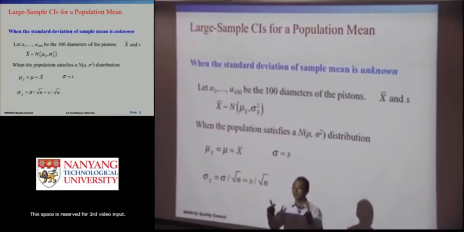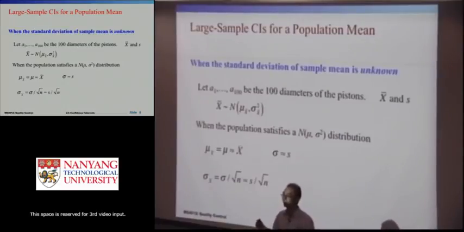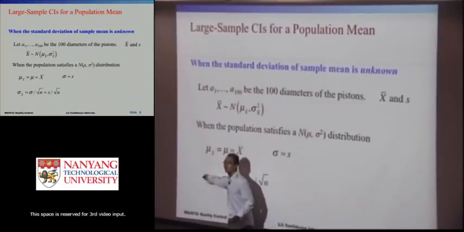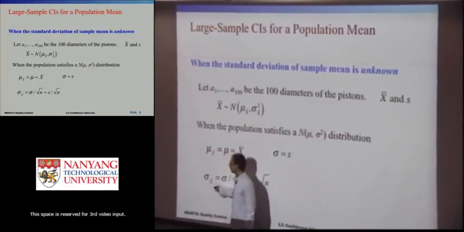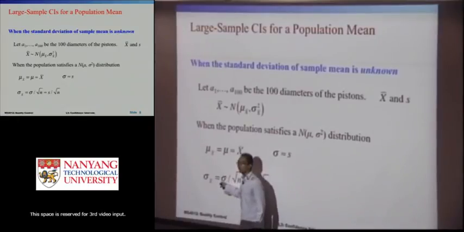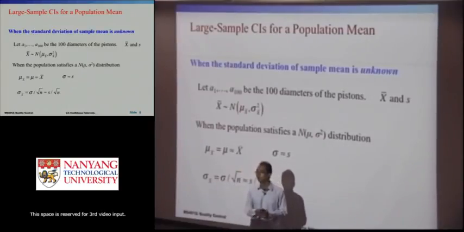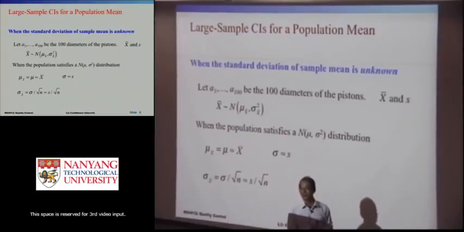You need to distinguish sigma x and sigma x bar. This is sigma x. This is sigma x bar. Sigma x bar is the standard deviation of a sample mean, and sigma x is the standard deviation of a population for the random variable x. Okay?